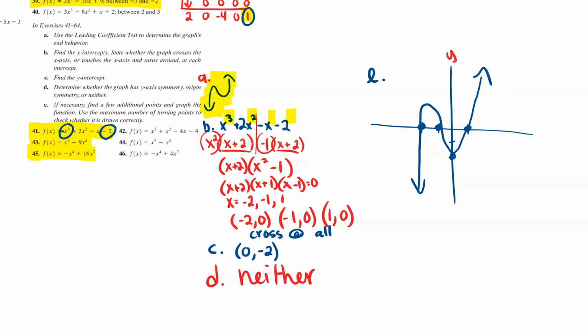And then it says use the maximum number of turning points to check whether it is drawn correctly. So to find the maximum number of turning points, you look at the highest degree, which is 3, and then you subtract 1 from that. So that means it can have 2 potential turning points. And turning points are just like they sound. This is a turning point, and this is a turning point. So as long as we don't have more than 2 turns in there, then we're good to go. And yeah, you can always check this by graphing it in your graphing calculator, and hopefully it looks pretty much the same. All right.